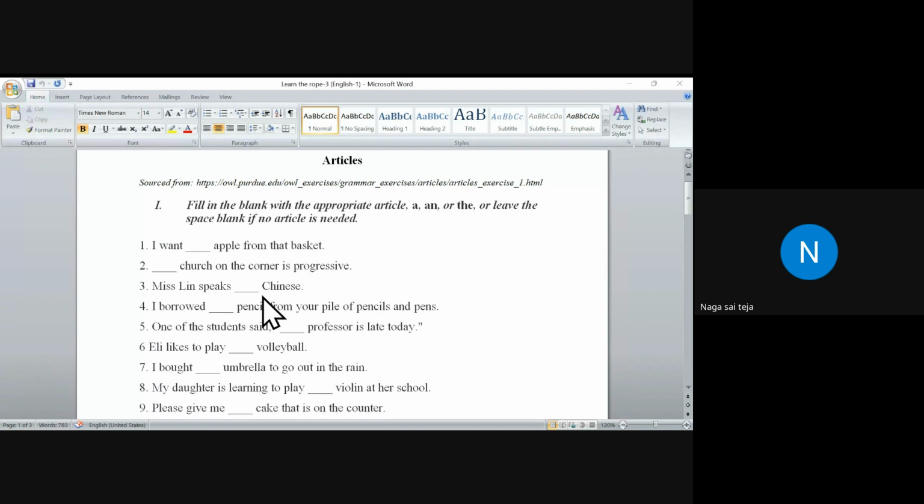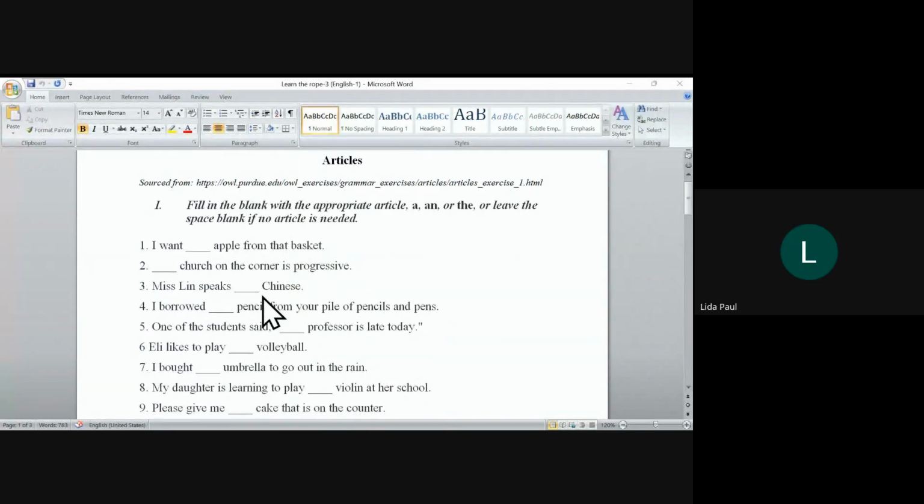Okay, so why would you use A? Why would you not use anything else? Why would you not say, for example, I want the apple from that basket? Why not the? Student: One out of many, ma'am. Apples are similar, so common. There is no specificity of a particular apple.